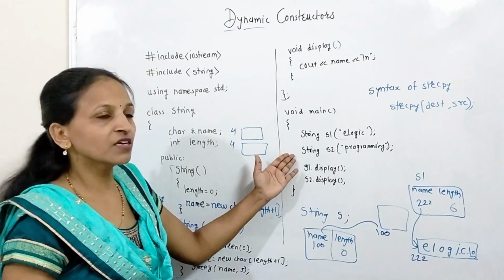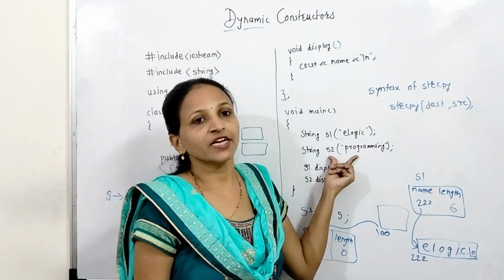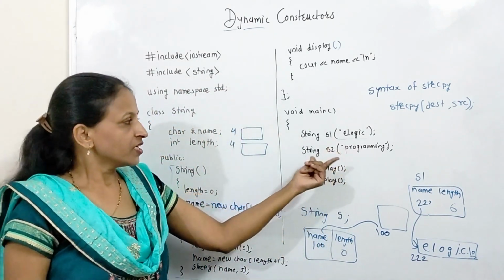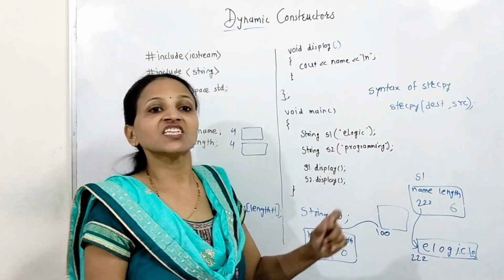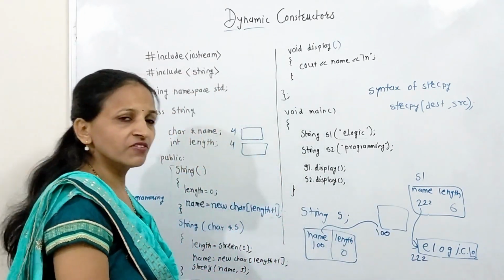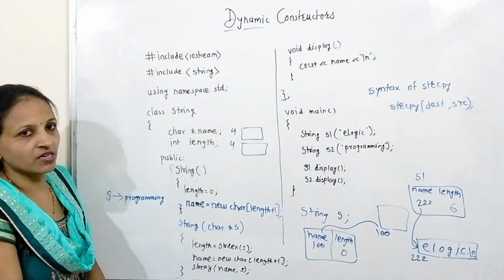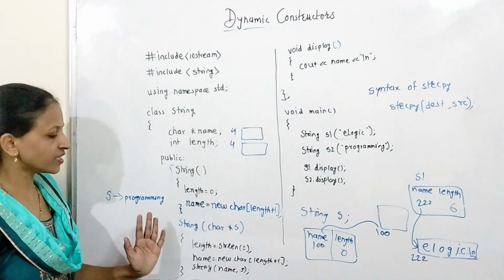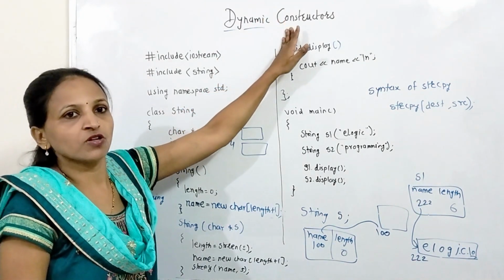That's it. Again the same thing will happen whenever we create object S2. In this way we can create objects dynamically. Dynamically means we will allocate space dynamically inside a constructor. That is nothing but the dynamic constructor concept.